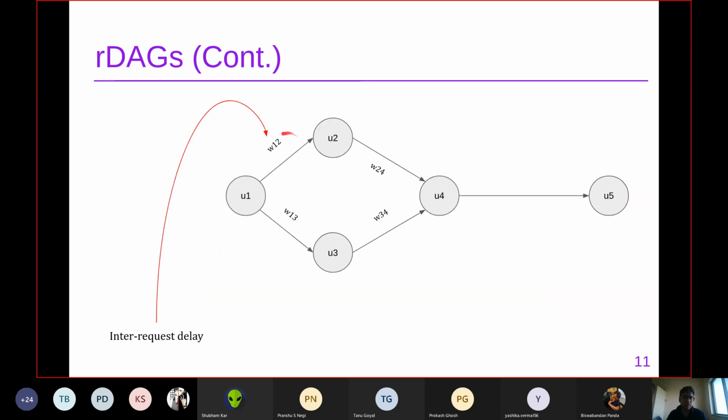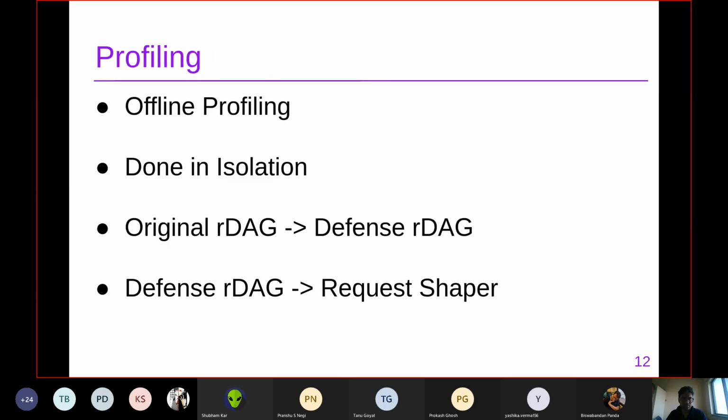The weights on the edges represent the inter-request delay, which could be the queuing delay or some computational delay in the program. And these RDAGs will be used as a representation of the victim's memory access pattern, and the templates will use these, and the request shaper's output will also be in the form of RDAGs.